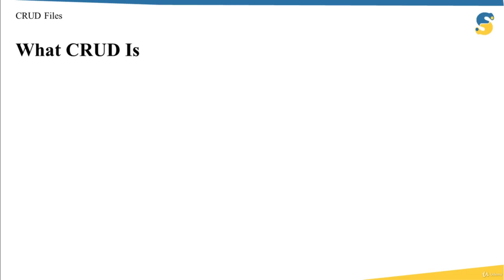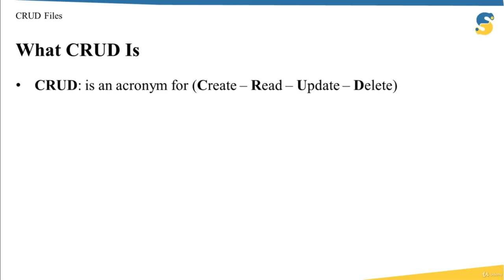Let's start by understanding what CRUD is. Simply, CRUD is an acronym for Create, Read, Update, Delete. So CRUD comes from the first letter of these four words, and these four words represent the four operations that usually can be applied to a file. So usually once we create a file, we could read data, update the content inside the file, or delete this file totally.